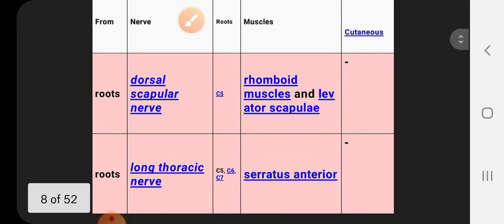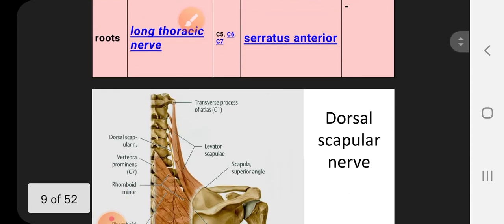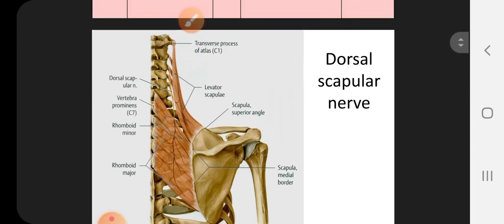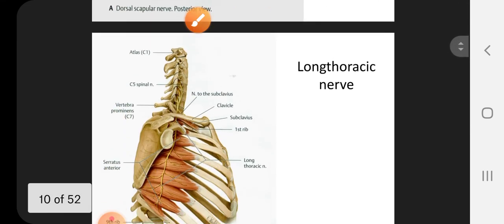Next we'll go to the same thing we had discussed. So dorsal scapular nerve, you can see here. It goes and supplies the rhomboid minor and major. So this is rhomboid minor and this full part is rhomboid major. That is supplied by dorsal scapular nerve.